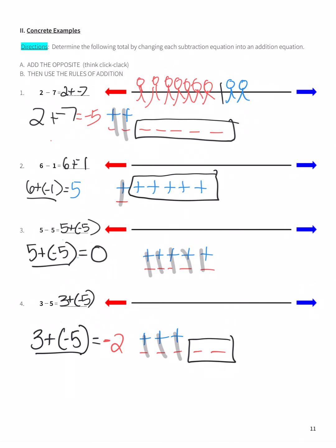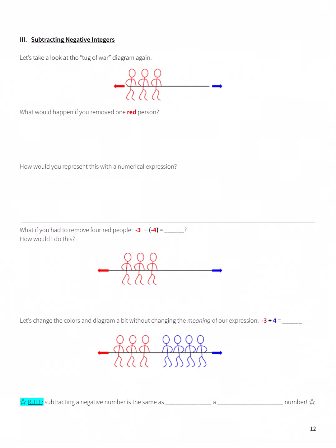I'm not sure if you noticed, but in all of these problems, we were subtracting positive numbers. So let's see what happens now when we subtract negative numbers. Guess what? We're still adding the opposite. Okay, let's look at these problems. So we're subtracting negative numbers now. So let's look at another tug of war, tug of rope, whatever you want to call it.